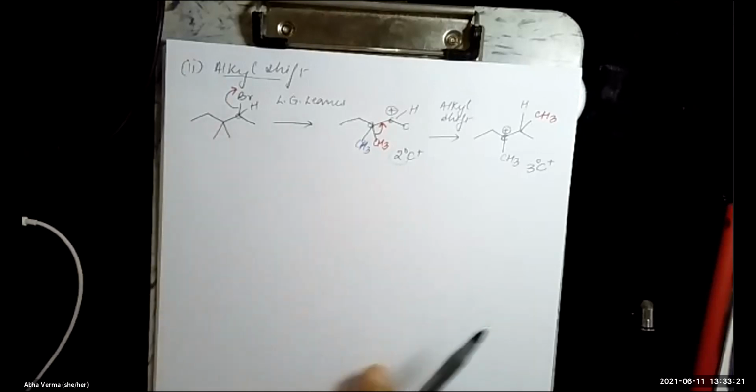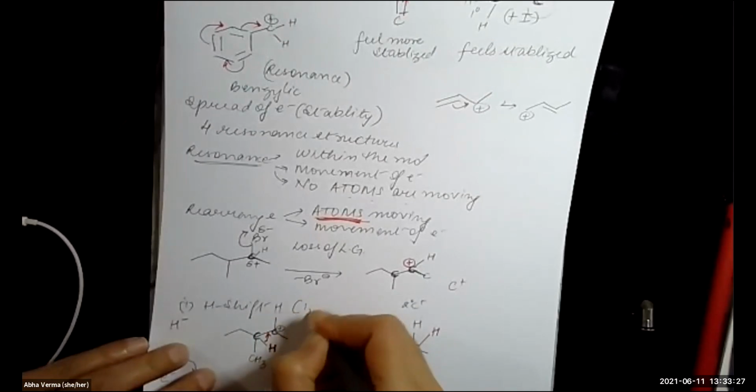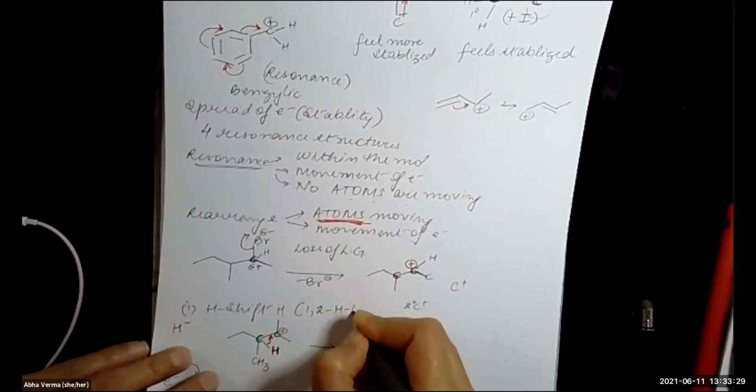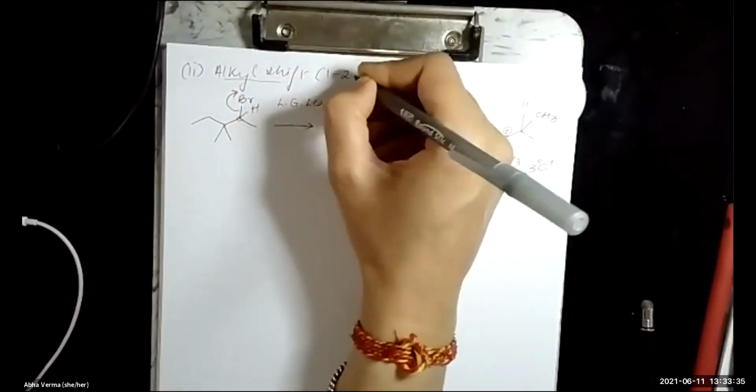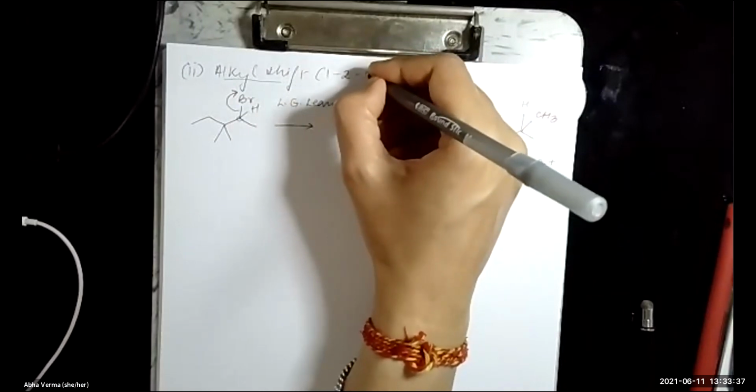So remember, this shift, this rearrangement, will only occur between adjacent carbons. So 1,2 hydride shift or 1,2 methyl shift or alkyl shift.